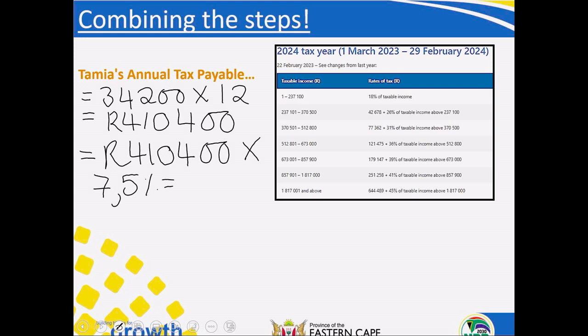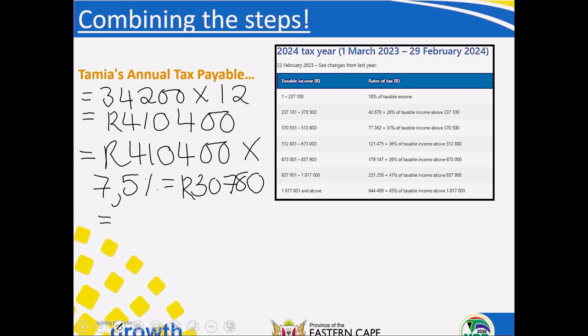So, have I just chosen that 7.5% randomly? No, I have not. By now you should know 7.5% is the pension contribution percentage each month. To make our lives easier, because we only want to work with annual values, we take her annual salary and times that by 7.5%. So in a year, Tamia's pension contribution is 30,780 Rand. Great stuff. So that's steps 1 and 2 done.